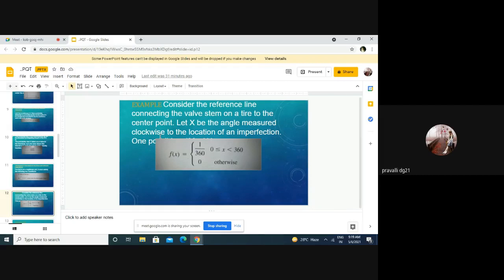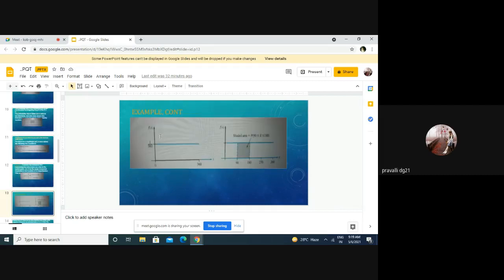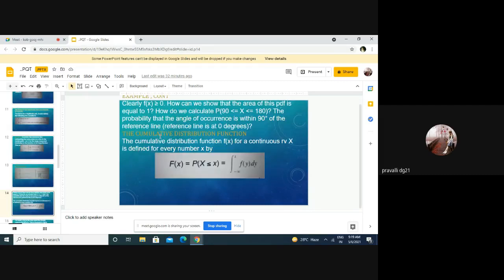Example: consider the reference line connecting the valve stem on a tire to the center point. Let X be the angle measured clockwise to the location of an imperfection. f(x) = 1/360 when 0 ≤ x < 360, and 0 otherwise. Here are the graphs for the above example.